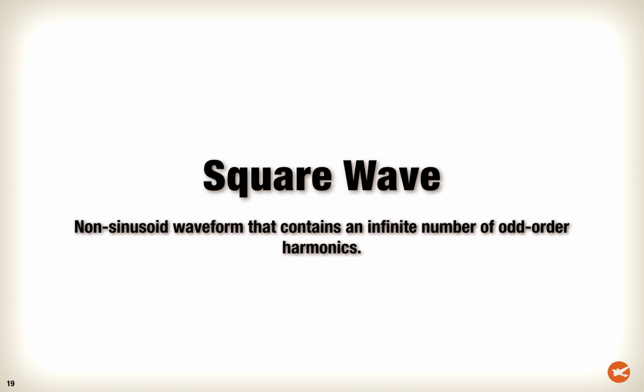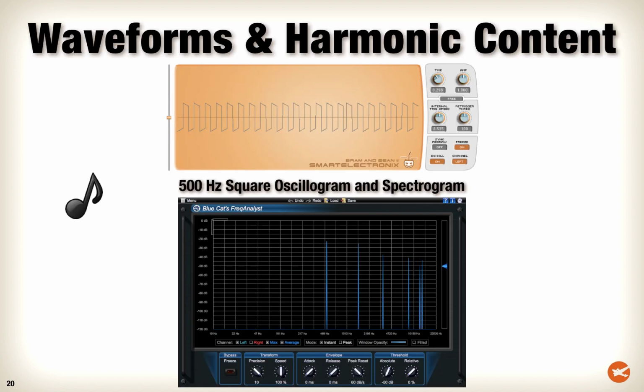A square wave is a non-sinusoidal waveform that contains an infinite number of odd-order harmonics. In this example, we're looking at a 500 Hz square wave through an oscillogram above and a spectrogram below. The fundamental frequency is 500 Hz. We can see it in our spectrogram, and we can also know that compared to the other blue bars being represented, it's the highest amplitude because it's the fundamental frequency.